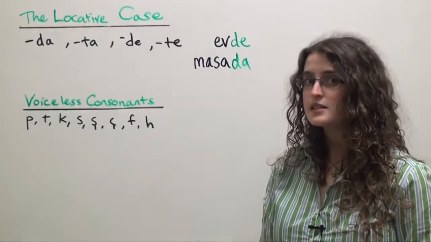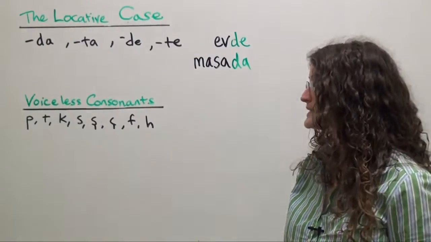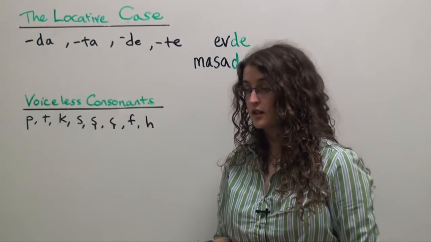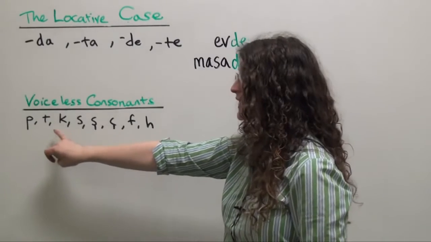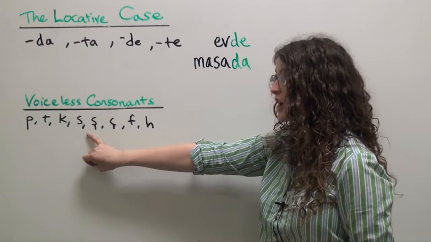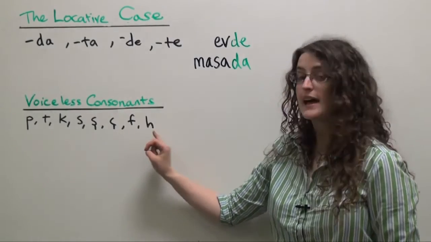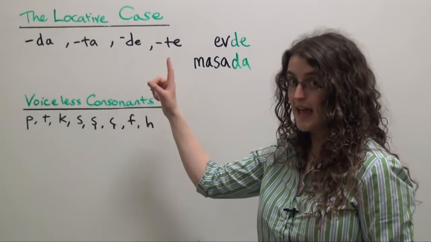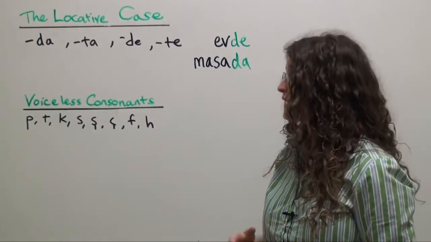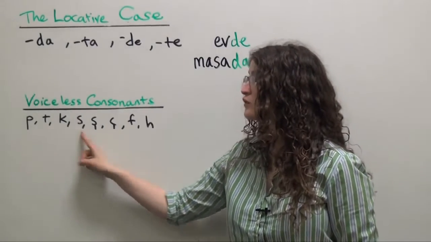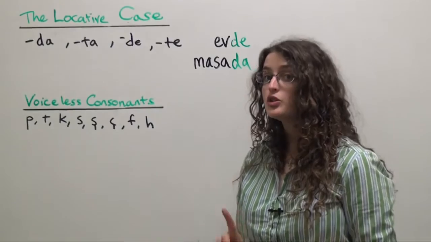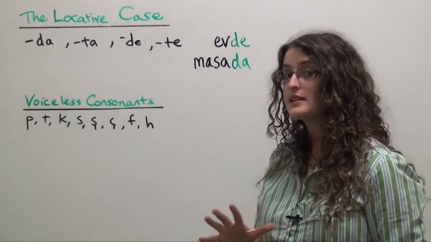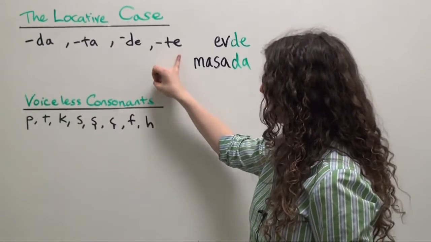Turkish consonants divide into what are called voiced and voiceless consonants. Voiceless consonants in Turkish include p, t, k, s, sh, ch, f, and h. If you want to add the locative case ending to a noun or pronoun that ends in one of these voiceless consonants, you are not going to use da or de, but instead ta or te.